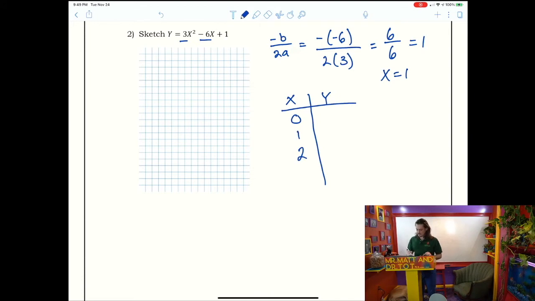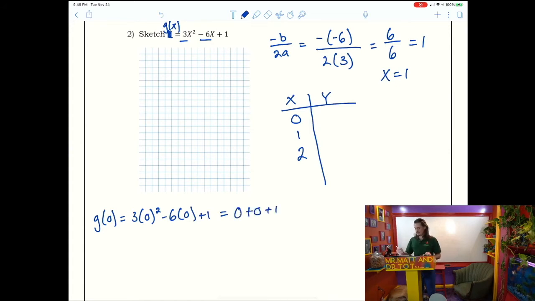So let me, actually instead of f of x, let me call this guy g of x. And so if I evaluate g of 0, then we're going to get 3 times 0 squared minus 6 times 0 plus 1. 0 squared is 0. 0 times 3 is 0. -6 times 0 is 0. So we're going to have 0 plus 1. That's just 1. So when x is equal to 0, y is equal to 1.